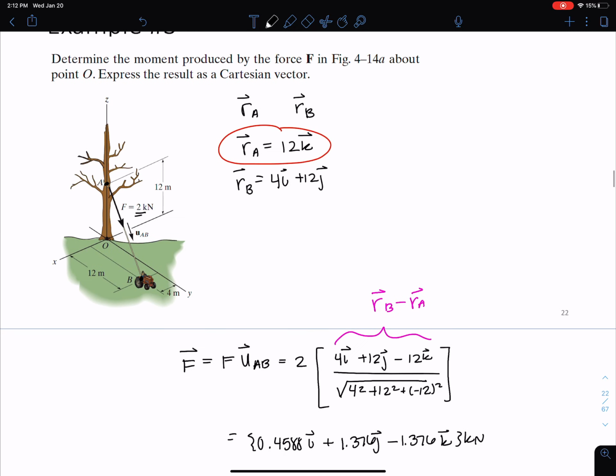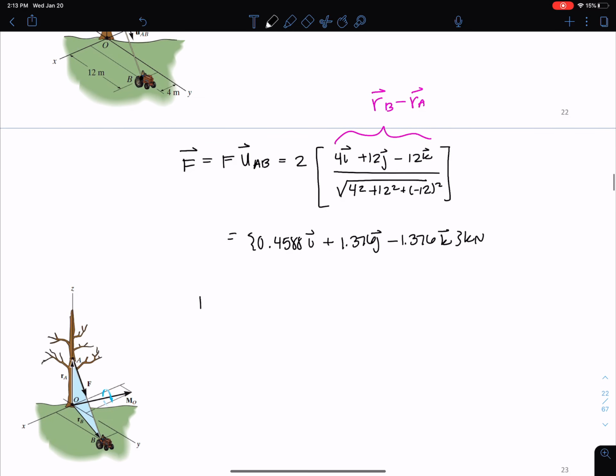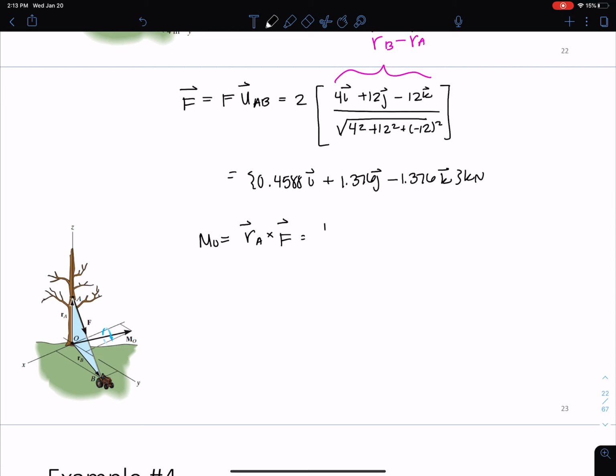Okay, and that's really it. This is the force, right? So now I need to just take this force and multiply it by that R, that distance. Again, I'm going to use RA just because it's smaller. So here my MO is RA cross F. And remember, you can use RB if you like. You'll get the same answer. I'm just going to write this out for you. You can go ahead and plug it directly into the equation, or you can just do the cross product from this. It doesn't matter, whichever one you want to do.